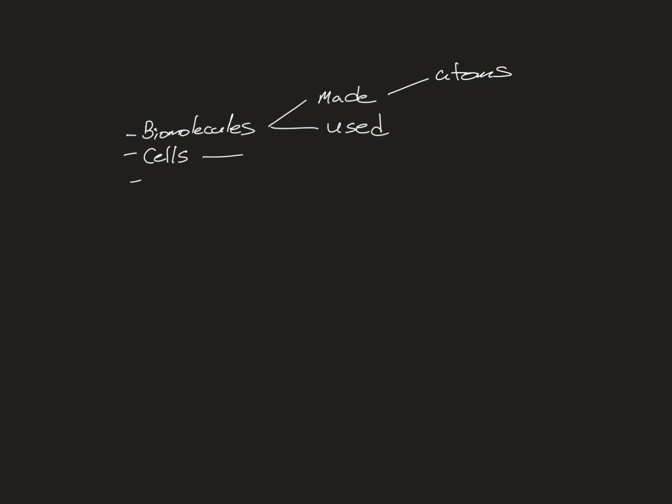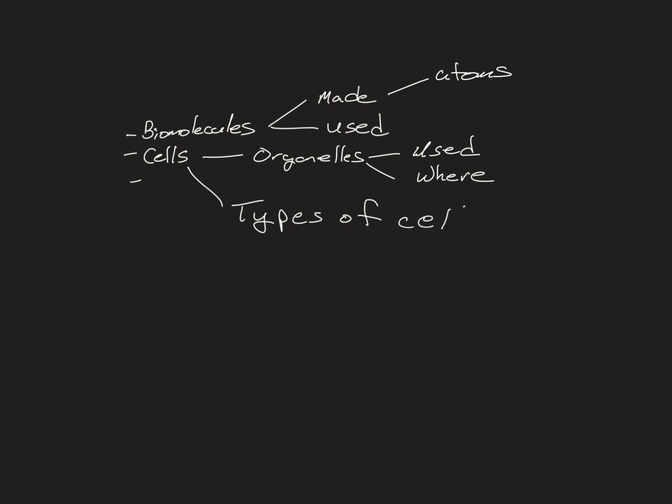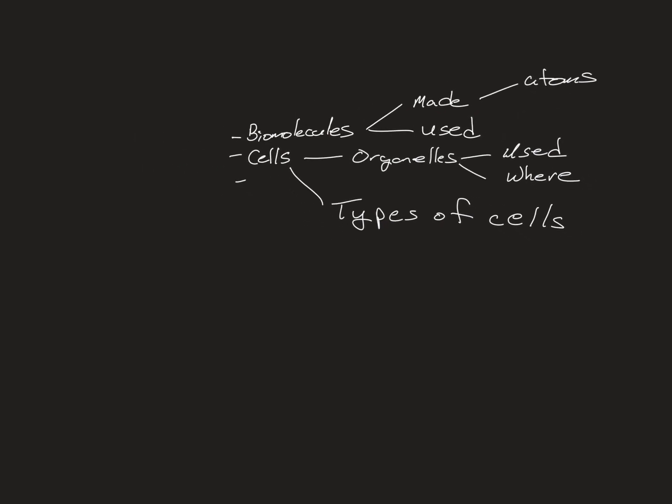In cells, you talked about the different organelles, what they're used for, how they're used, where they are found. You talked about the different types of cells. And of course, you talked about what biomolecules are found in each organelle or made, which organelle makes which biomolecule.